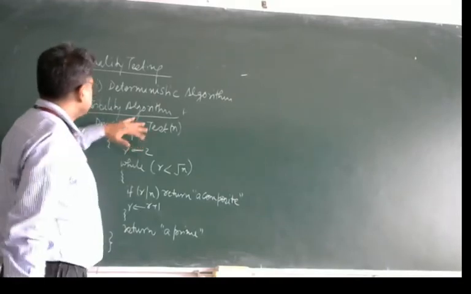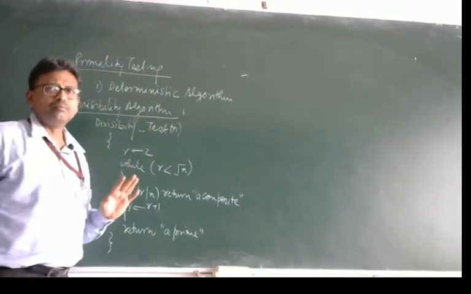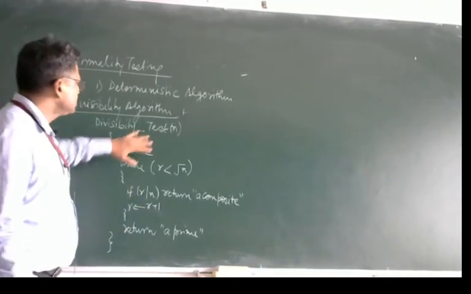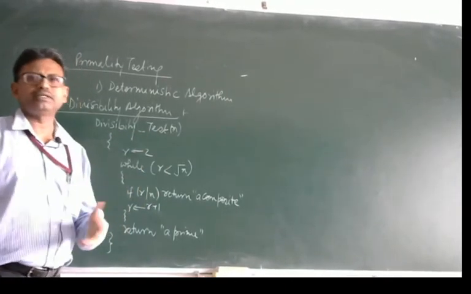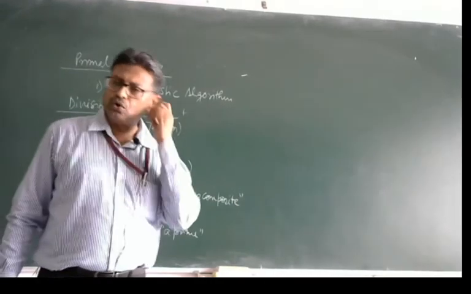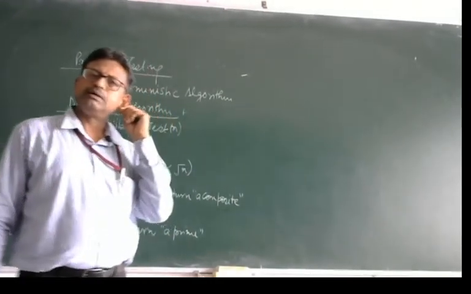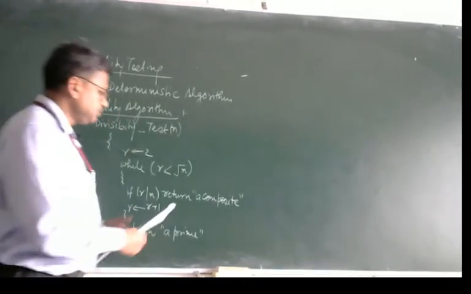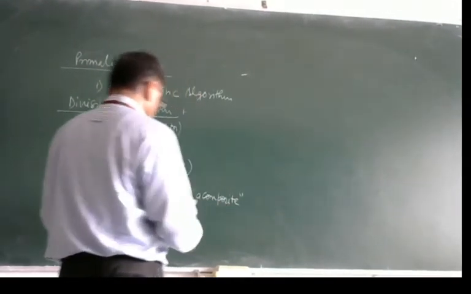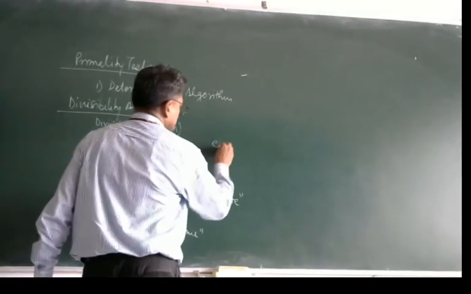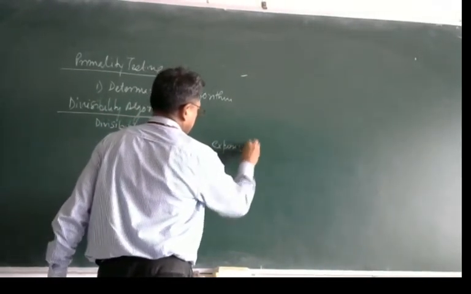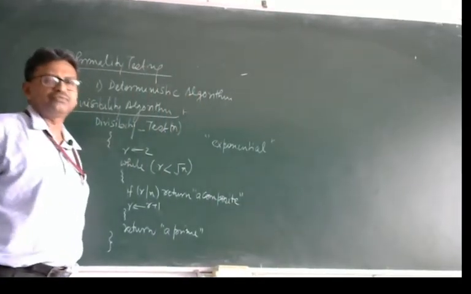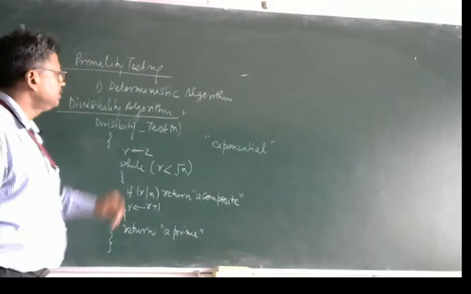But the problem is that this algorithm is good, but as far as efficiency is concerned, it is less efficient, because if you are testing a very large number, then you have to do the same process of division for many numbers, and it will take a lot of time. And that is why the bit operational complexity of the divisibility algorithm is exponential. The bit complexity of this divisibility algorithm is exponential.